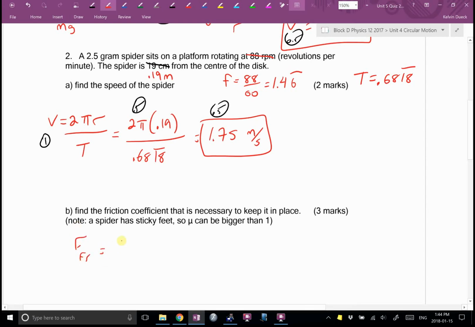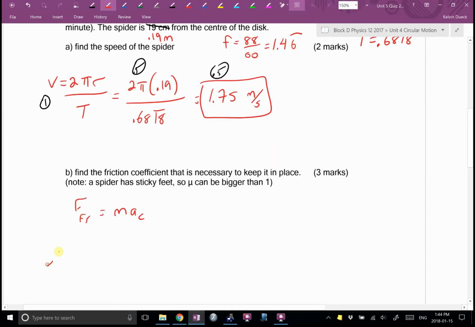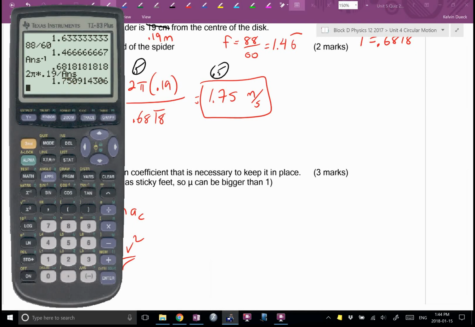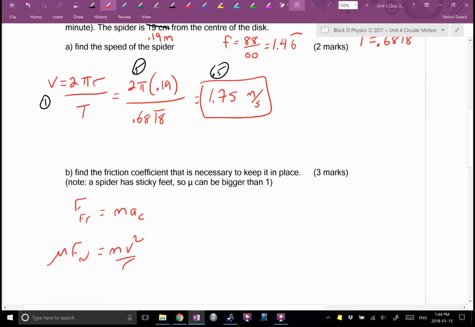friction is what's pushing me in a circle. I got mu times the normal force equals m. I chose to use v squared over r because I noticed I had v still on my calculator. You could also use 4 pi squared r over T squared because you do know the period. It was 0.6818 repeating. So, you could do it that way too.